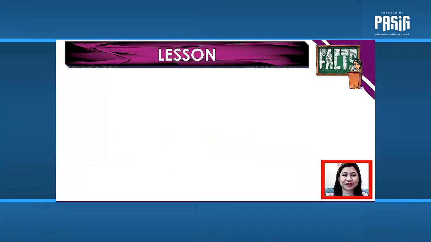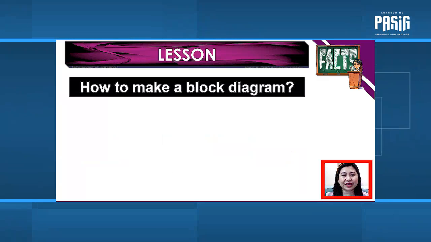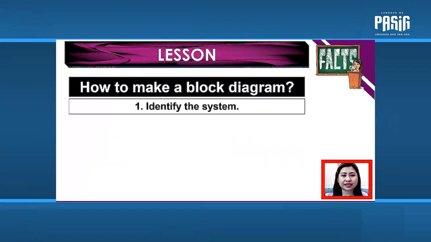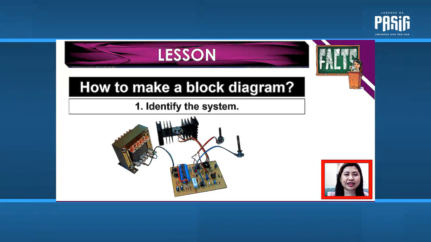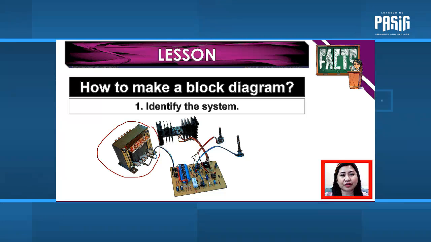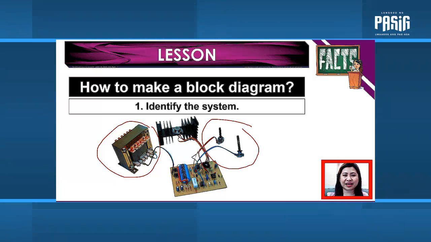Now let us learn how to make a block diagram. The first step is for you to identify the system or the circuit of a device. Here is an example of a power supply unit. The first component that receives a voltage is the transformer. So with your block diagram, you have to identify where the voltage starts and where it ends. So that is the first step.